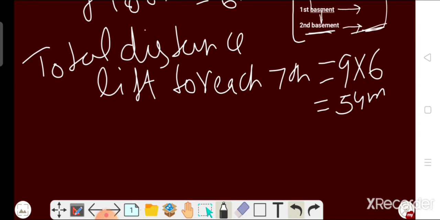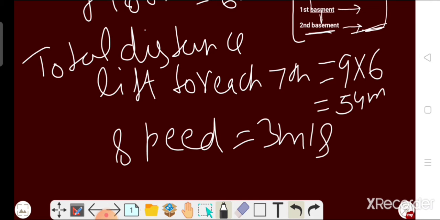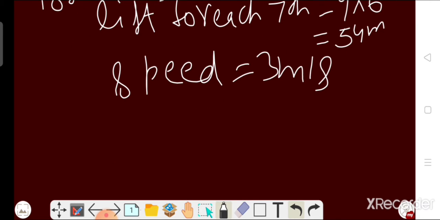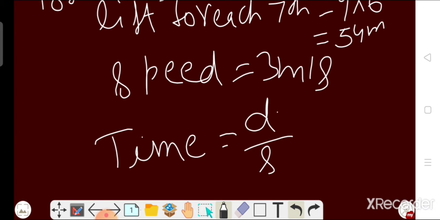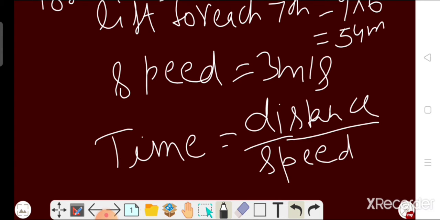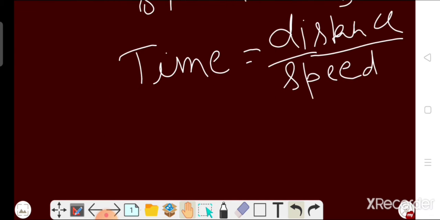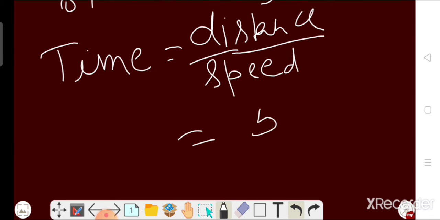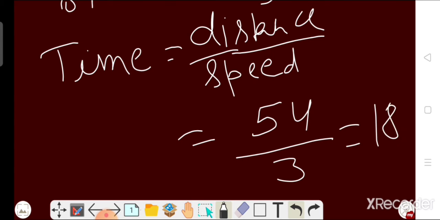Now speed is equal to 3 meter per second, and we know that if we have distance and speed then time is equal to distance upon speed. So the time is equal to distance, which is 54, upon speed, which is 3. So the time is equal to 18 seconds. So the lift takes 18 seconds to reach the 7th floor from the second level basement.